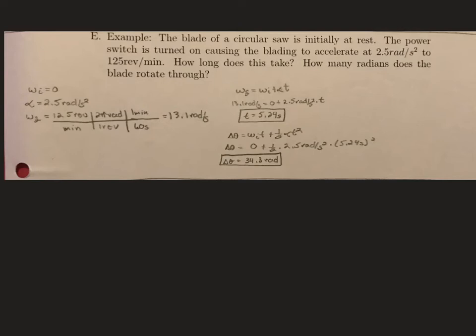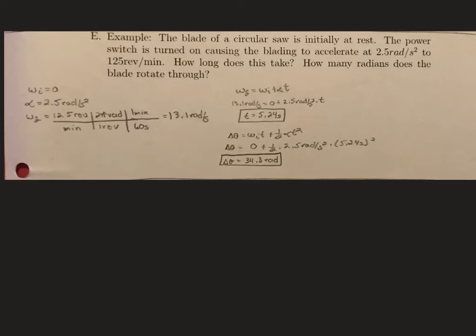The blade of a circular saw is initially at rest, which is what I've written down here. So the initial angular velocity is going to be 0. The power switch is then turned on, causing the blade to accelerate at 2.5 radians per second squared. So the angular acceleration is going to be 2.5 radians per second squared, to 125 revolutions per minute.